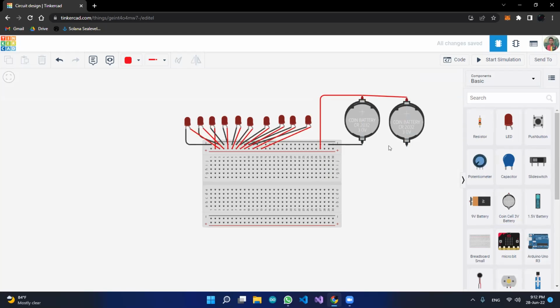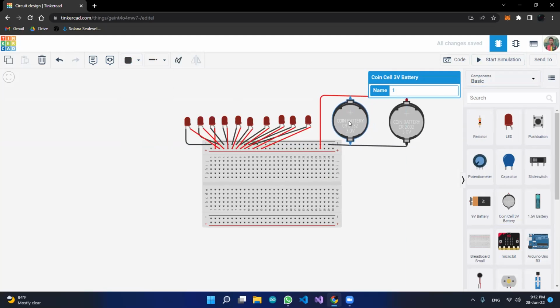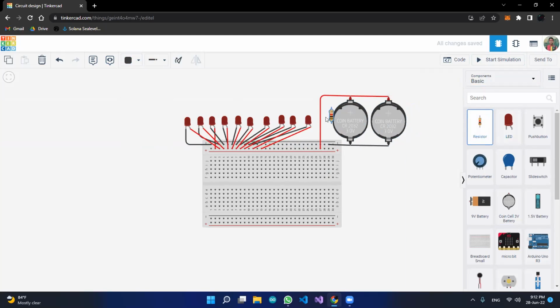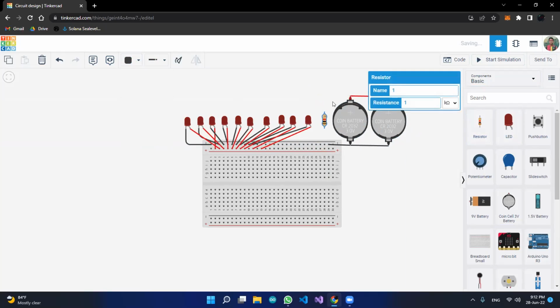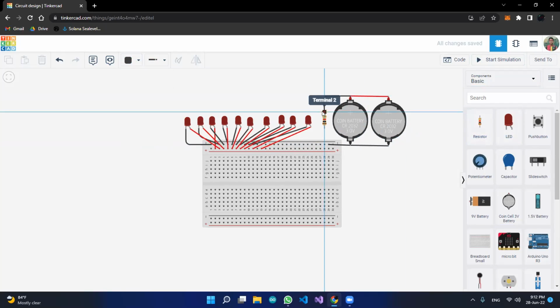Yes. Another battery. If you add another battery, the power will be enough. But make sure you have added a resistor as well after adding one more battery. You can add a resistor to control the voltage. First, add one more battery and see.